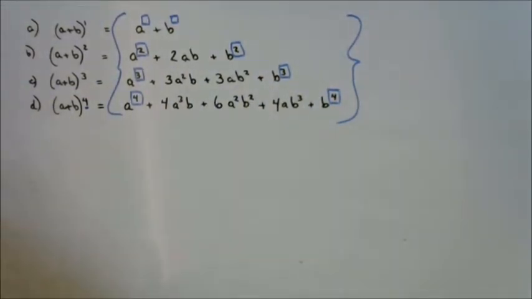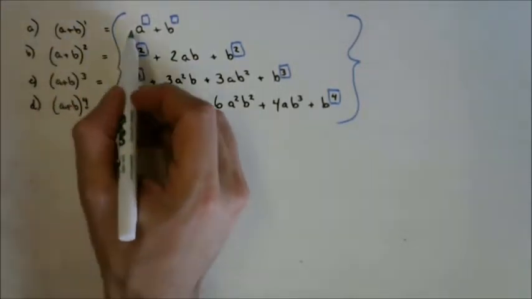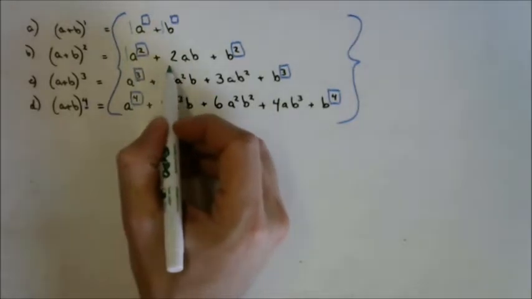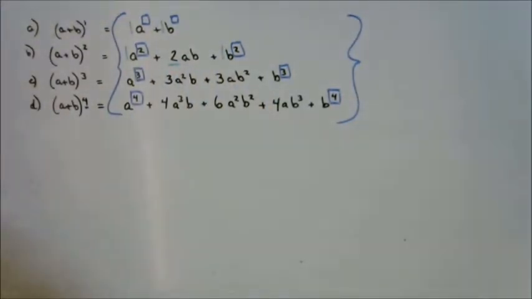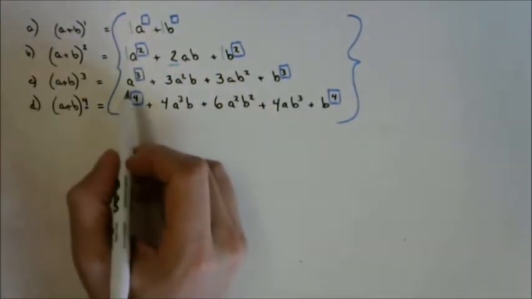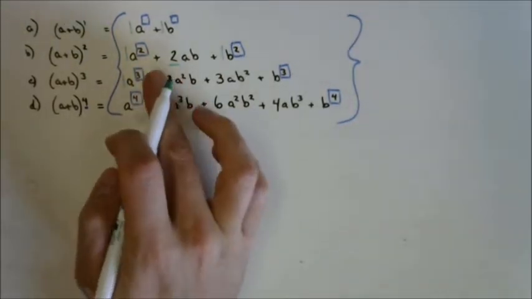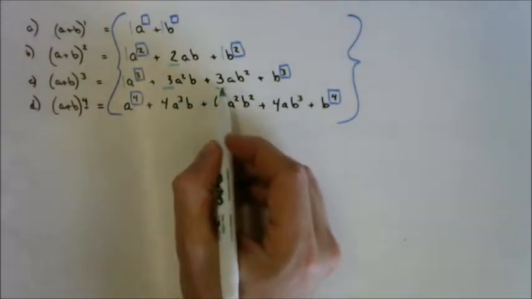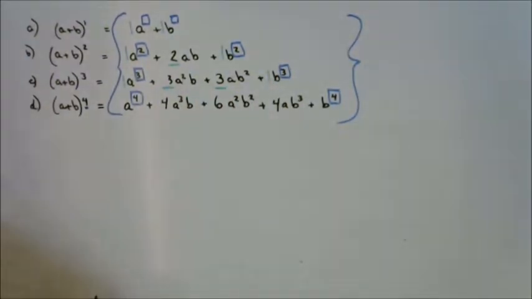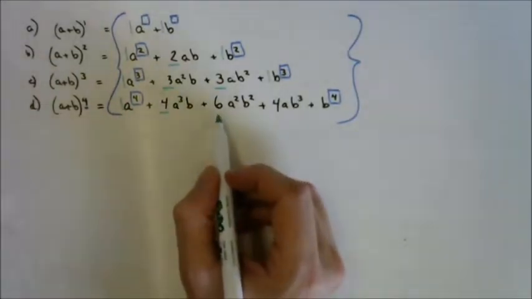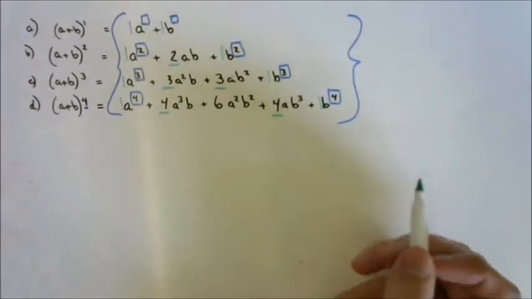Let's look at the coefficients of each term. In row 1, the coefficients are 1 and 1. In row 2, it goes 1, 2, 1. In row 3, it goes 1, 3, oh, it's already 3 there, sorry. 1, 3, 3, 1. In row 4, 1, 4, 6, 4, 1.